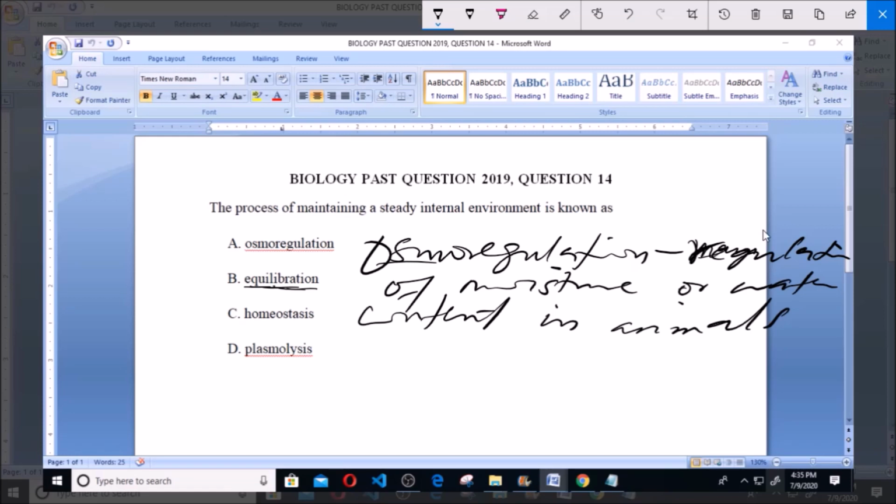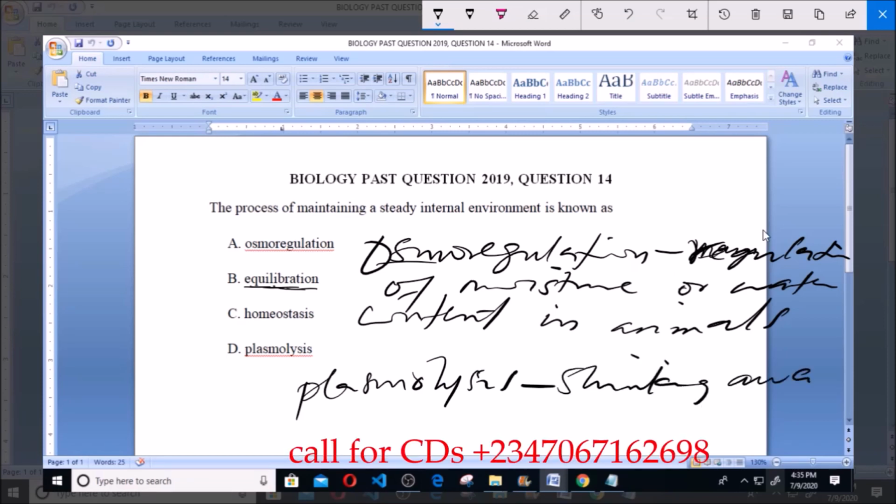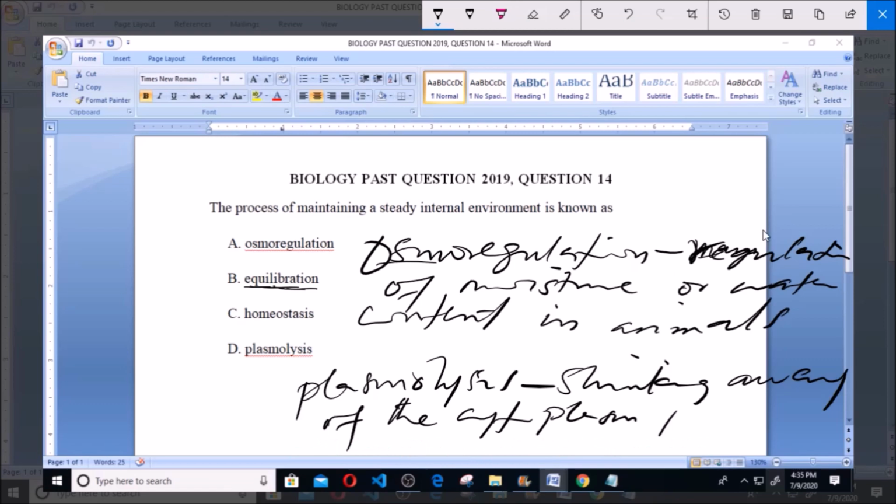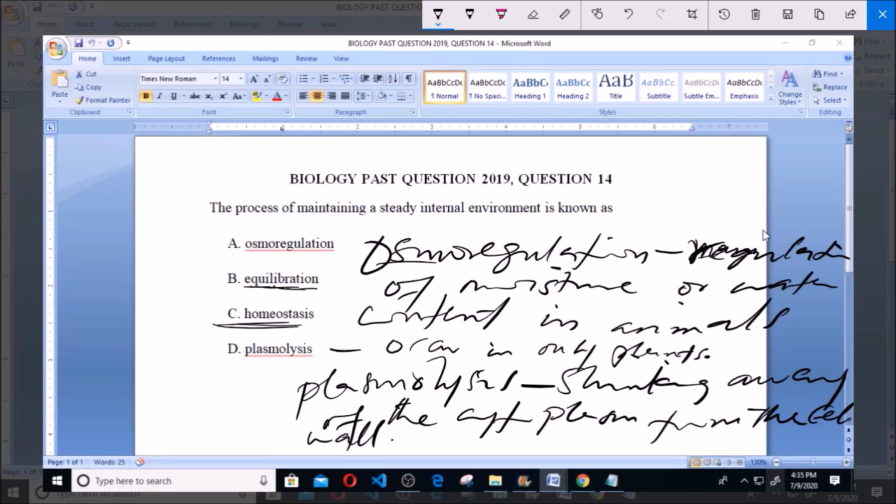Lastly, we have plasmolysis. Now plasmolysis is entirely something different. It's the shrinking away. Plasmolysis refers to the shrinking away of the cytoplasm from the cell wall. Now plasmolysis occurs in only plants. So our answer for this particular question is homeostasis. The maintenance of a steady internal environment is called homeostasis.